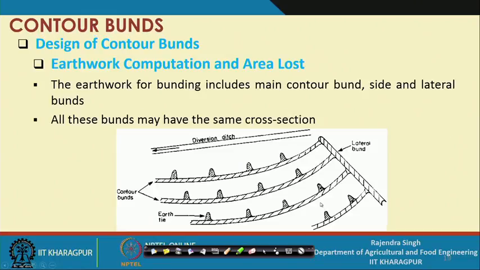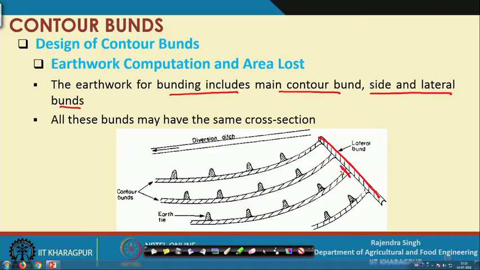Then, coming to earthwork computation and area lost, the earthwork for bunding includes the main contour bund and side and lateral bunds. We have already seen side and lateral bunds, these are the lateral bunds, and the side bund could be just limited on either side. So, depending upon the condition, there could be side bunds, there could be lateral bunds, and all these bunds, for ease of calculation, are assumed to have the same cross section. So, that is the assumption that the main bund here, and then the side and lateral bunds, will have the same cross section. That is a basic assumption, they could differ also.